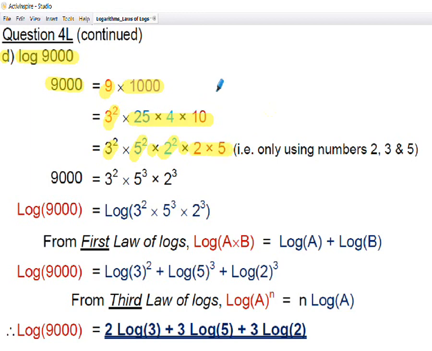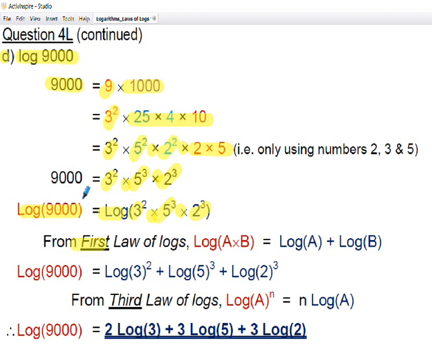So now I've broken my problem down into the bases of 2, 3 and 5. Just tidying it up with the first law of indices, I get 3 squared multiplied by 5 cubed, the 5 squared and the 5 give me 5 cubed, and times 2 cubed, again the 2 squared times 2 gives 2 cubed. So log of 9,000 can be written as log of 3 squared times 5 cubed times 2 cubed.